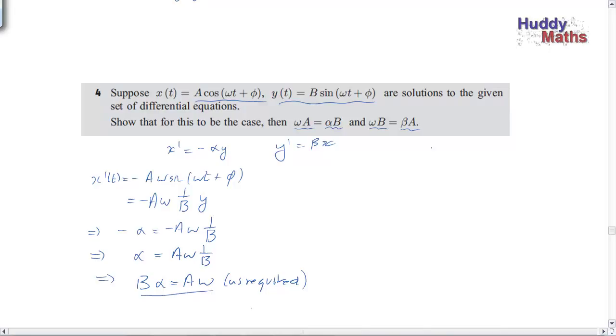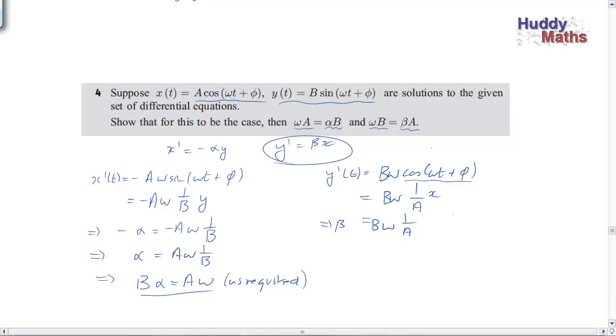The other one is, let's have a look at y prime. So y prime t equals B omega cos of omega t plus phi, getting the derivative of that one. And that's going to be B omega 1 on A times x, if you're thinking about working the x in there. And that is beta here, so we can then say that beta equals B omega 1 on A. We're using this business up here. So if we rearrange that, we've got beta times A equals B times omega, again as required. A little bit of funny algebra going on there, and you've got to be able to do this in tests and exams, manipulating the derivatives around and getting useful expressions.